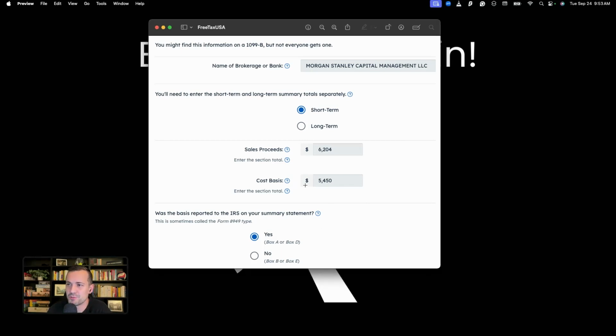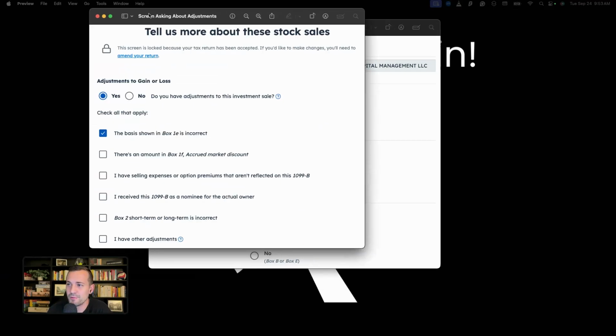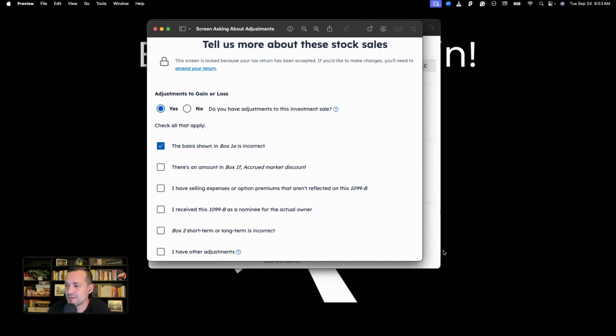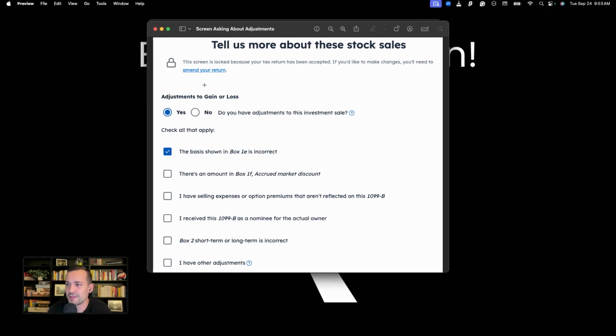So this is page 1. Then right after that, after you click through and say, yes, looks good, it will say, tell us more about these stock sales or something to this effect. And it will ask, do you have adjustments to this investment sale?